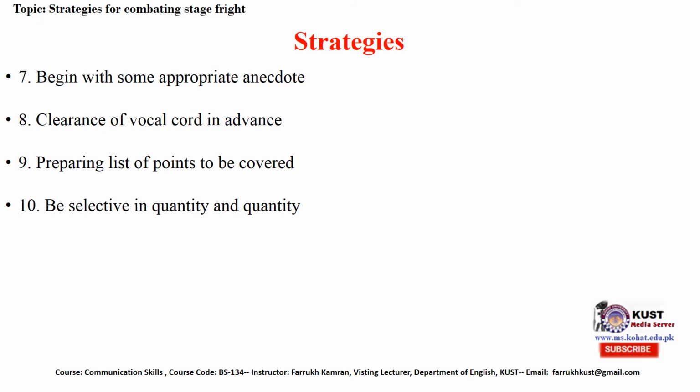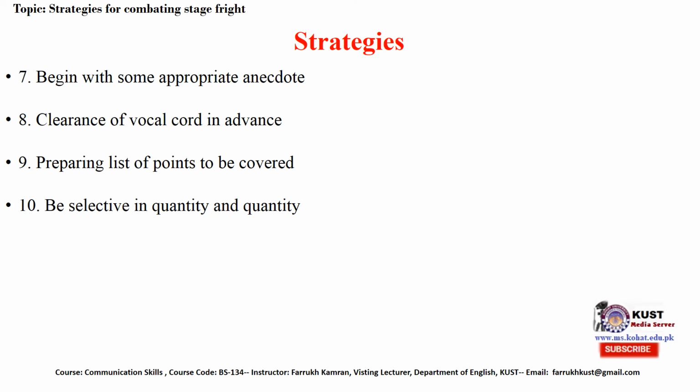The eighth important strategy is clearance of vocal cord in advance. At times, a speaker has to waste 1 to 2 minutes in clearing his or her throat or vocal cord to be able to speak with clarity. It would be a good idea if you read aloud some of your old speech before coming to the venue. This will enable you to speak with perfect clarity right from the time you start speaking.